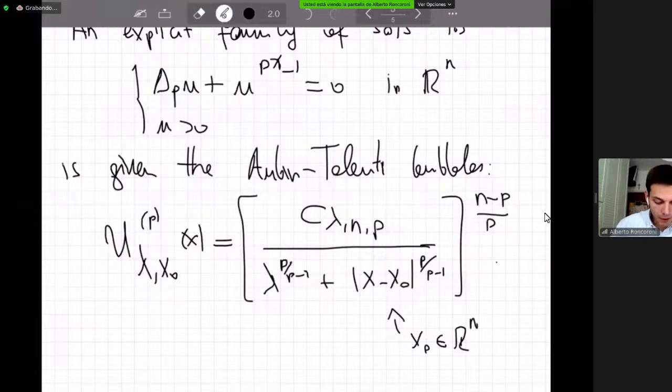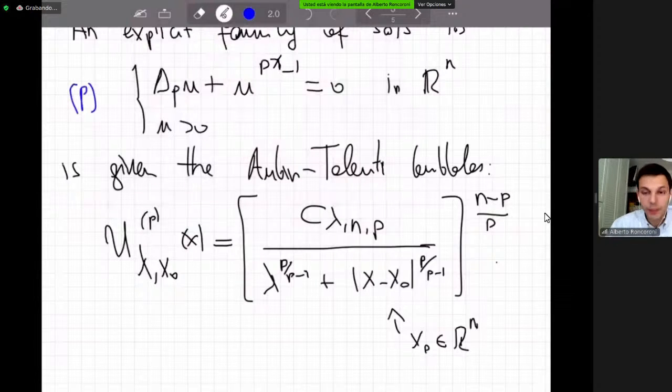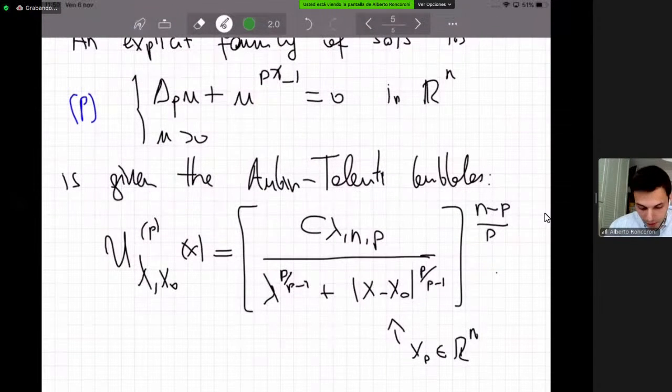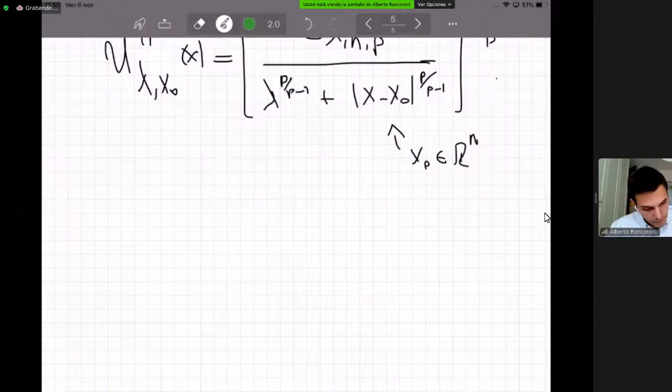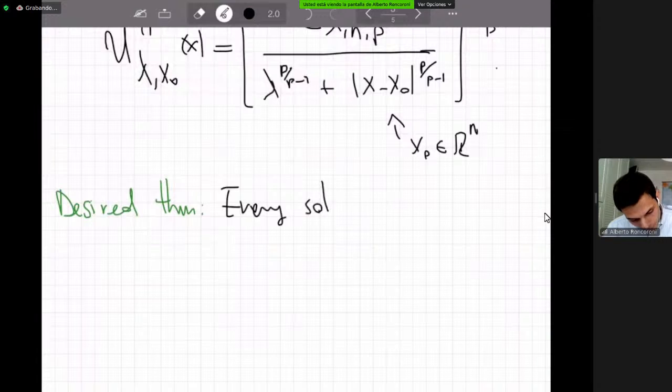So the natural question is: is it true that if I consider a solution to this problem, then it is given by an Aubin-Talenti bubble? Okay, so these are particular solutions. Is it true that these are all the solutions? So the desired theorem should be something like this: every solution to our problem P is given by an Aubin-Talenti bubble.